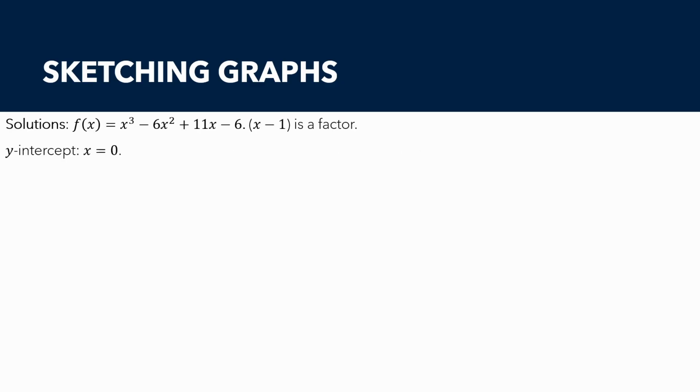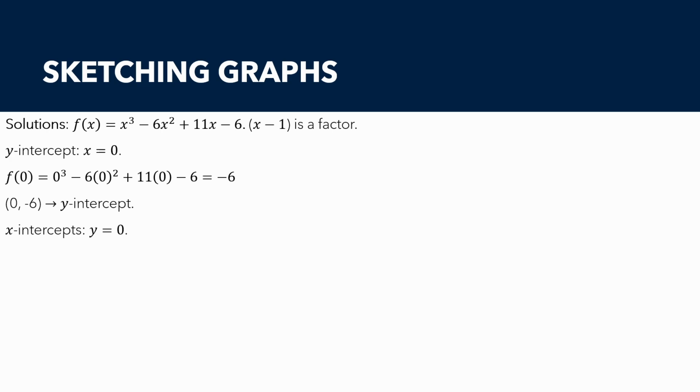First step, find the y-intercept. This is just letting x equal 0. f of 0 equals 0 cubed minus 6 multiplied by 0 squared plus 11 multiplied by 0 minus 6, which gives me negative 6, and hence the y-intercept will be given by (0, negative 6). Now let's go and find the x-intercepts by letting y equal 0.